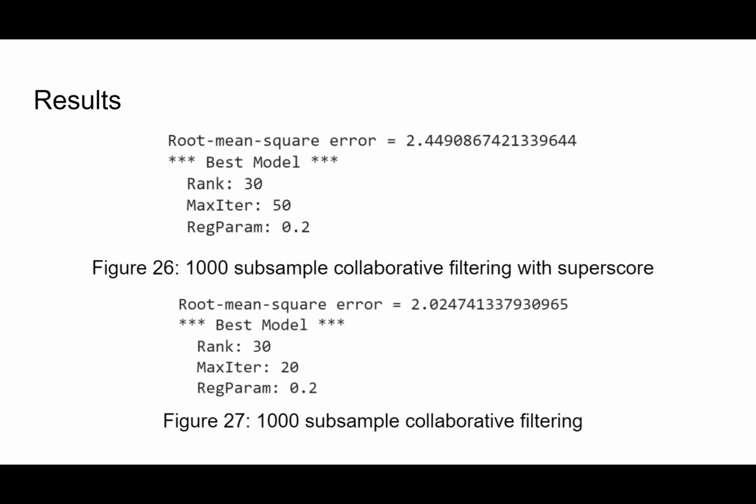So when I add the sentiment analysis and create a super score, this is the result that I get with a subsample of 1,000. And you can see that it's actually having a bigger error than without adding the sentiment analysis and creating a super score. And so this is why I stick to not adding the sentiment analysis and running on the big data, running it without that for the best model.